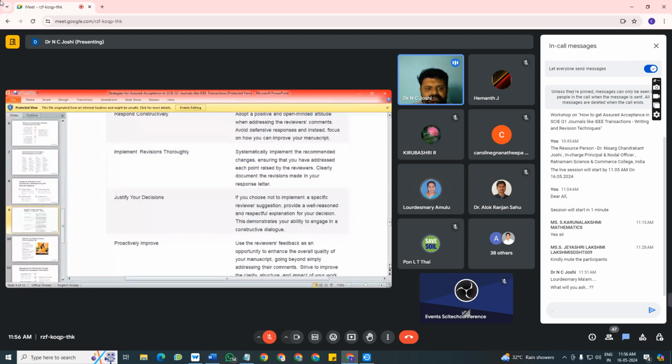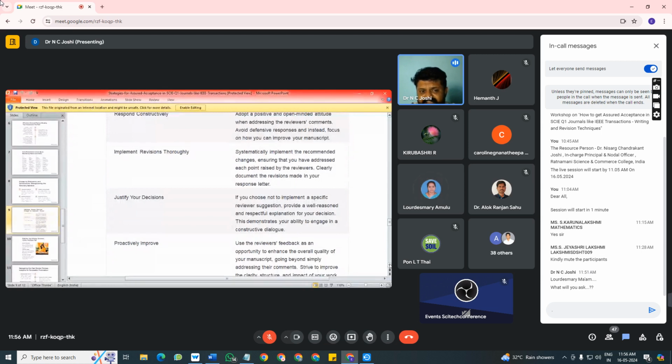Then implement the revision thoroughly. Systematically implement the recommended changes, ensuring that you have addressed each point raised by the reviewers. Clearly document the revisions made in your response letter. If your reviewer points out recommended changes, you have to implement them. Ensure that you address each point raised by the reviewers.